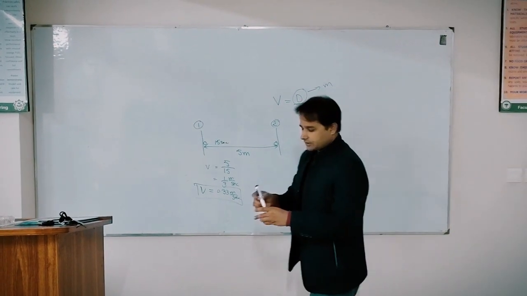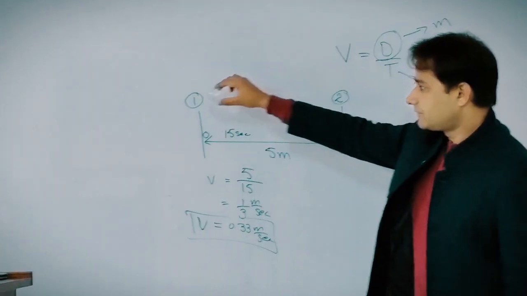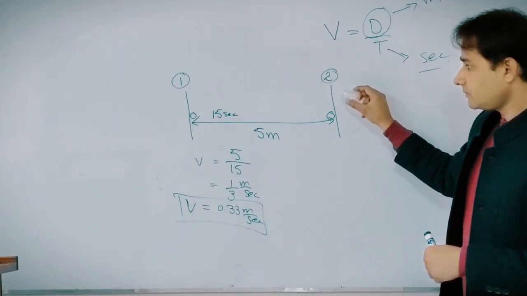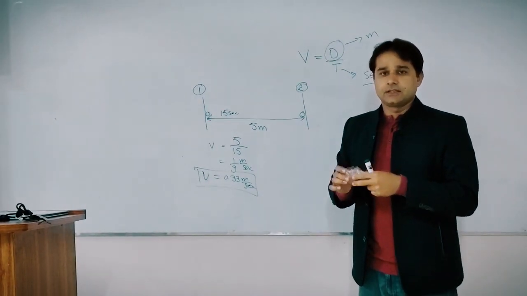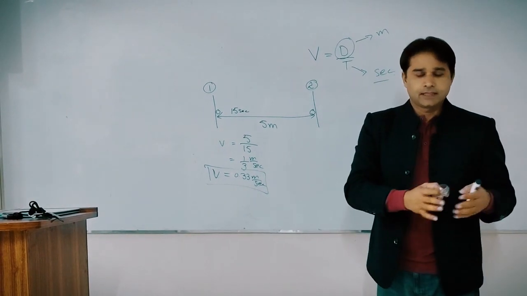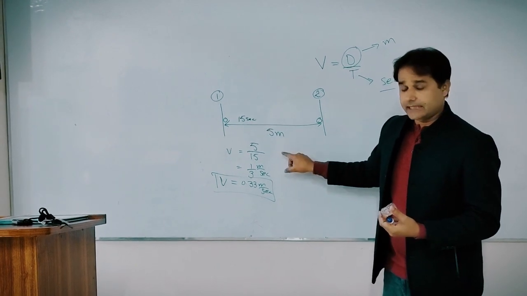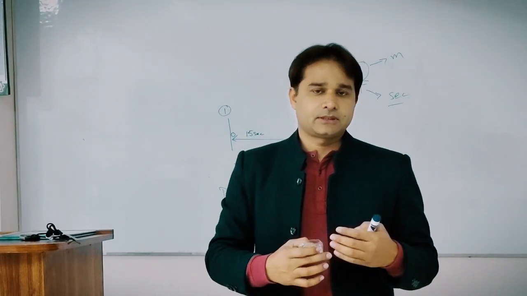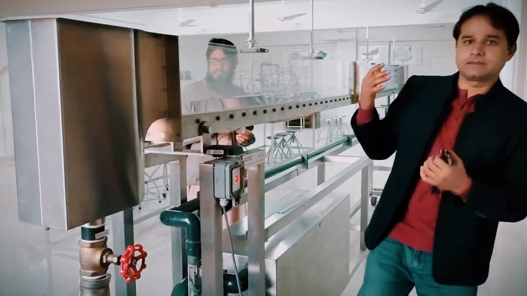For this purpose, we will insert this floating body at point 1 and we have to wait until it reaches point B, point 2. So we have to note down the time taken by this floating body to reach from point 1 to point 2, and we will divide the distance by that time. In this experiment, we usually take readings 3 times. Then we will take the average of 3 readings to get the mean velocity.